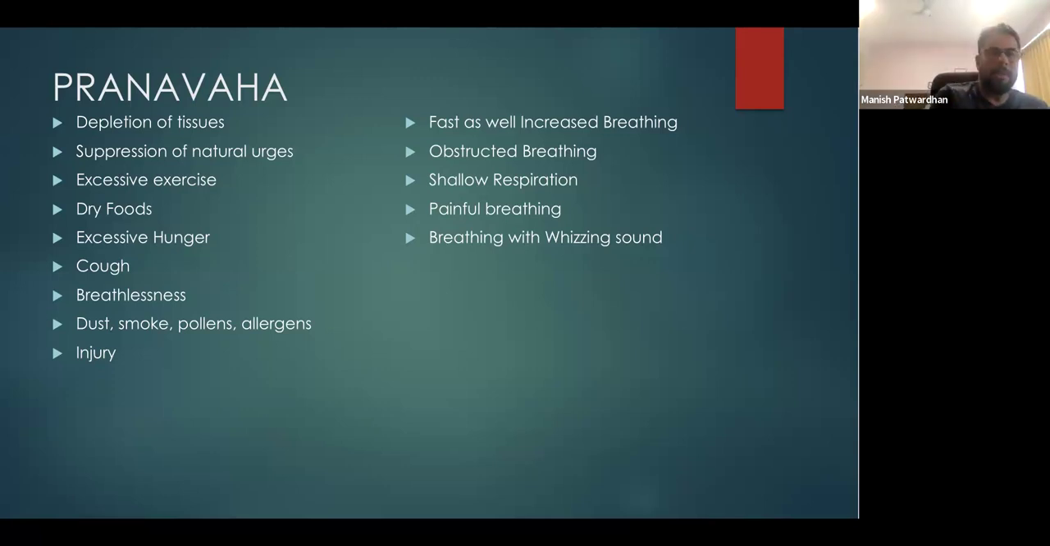And because it is a kapha dominant organ, obviously the problems that happen to a kapha dominant organ are because of the drying up of the kapha, and that is why vata aggravating factors have been given as the main causative factors for the problems created with the pranavasrotas.